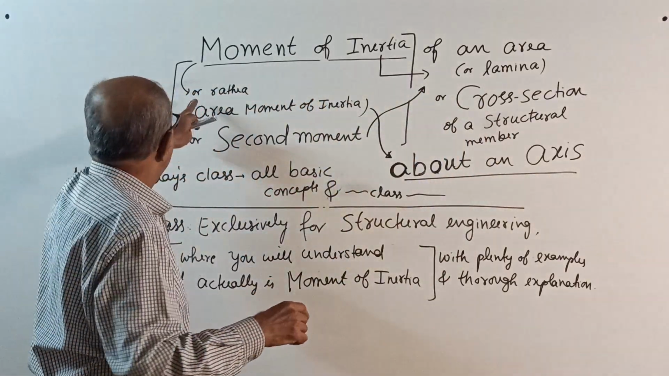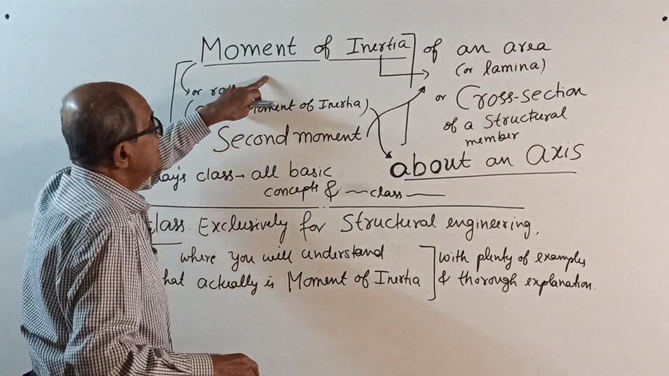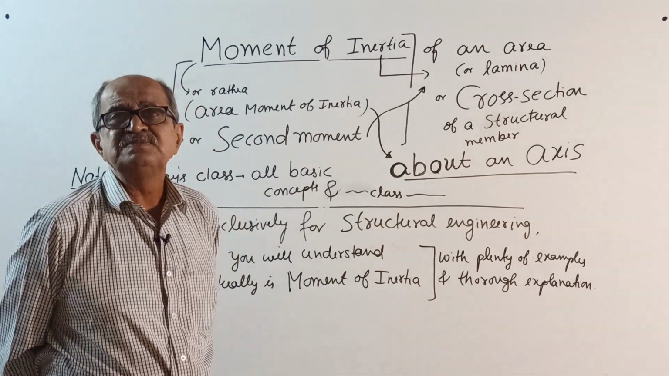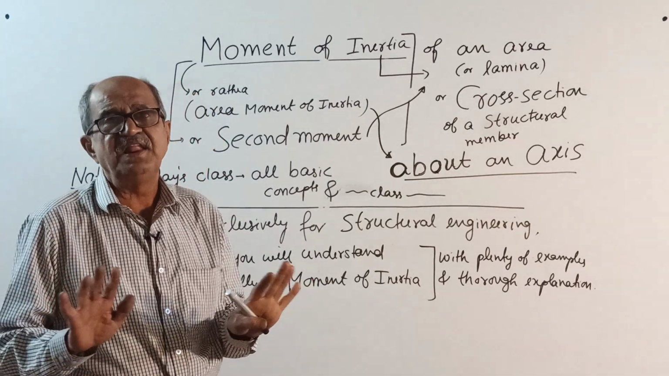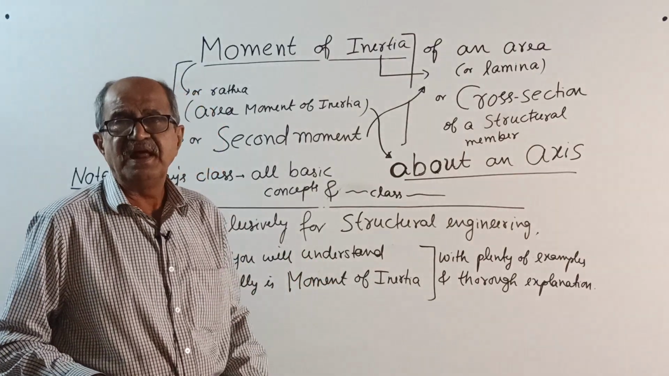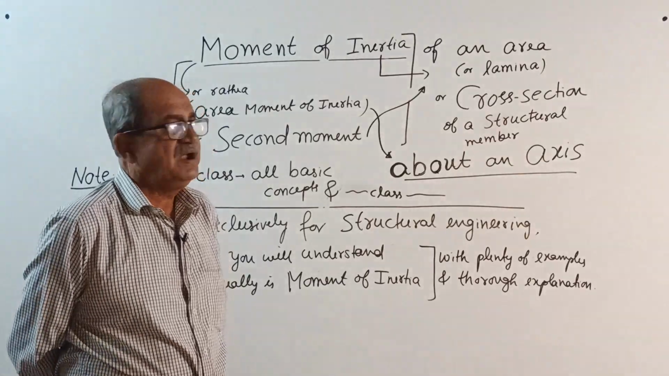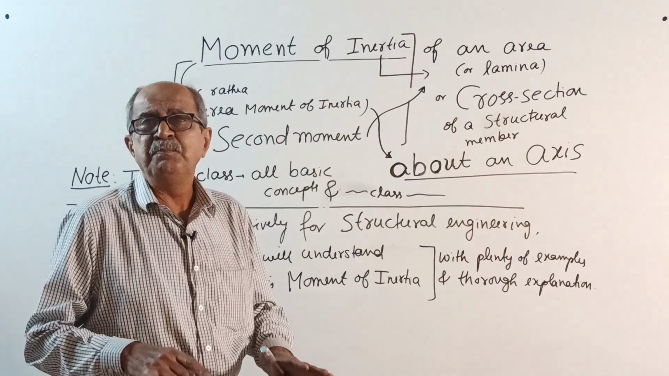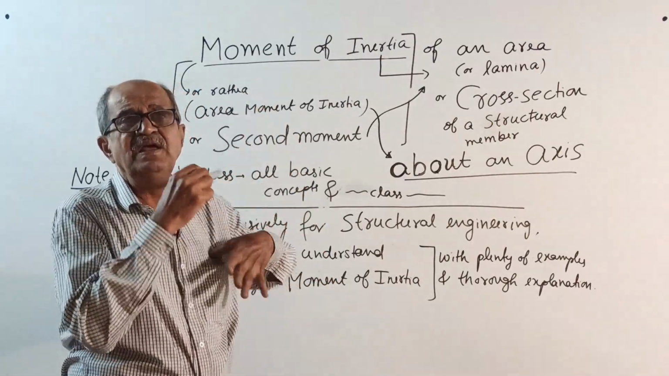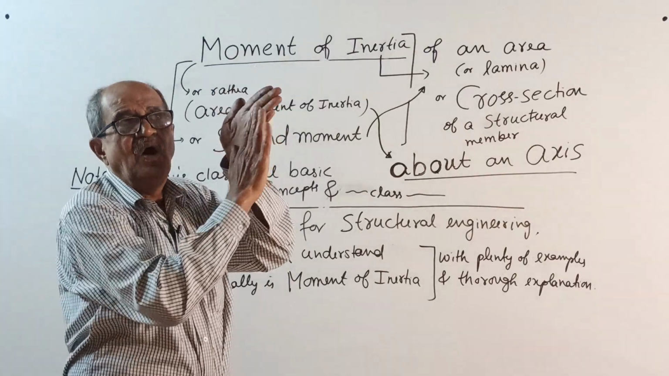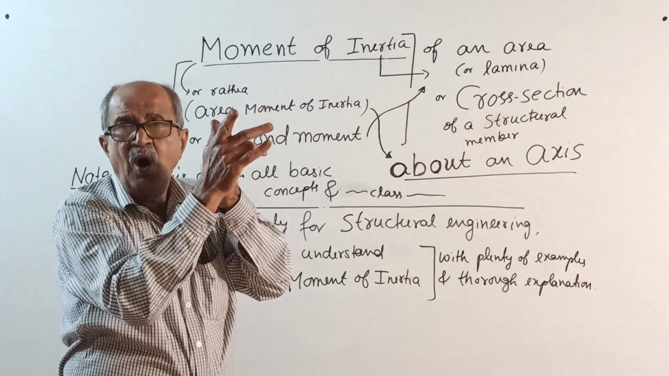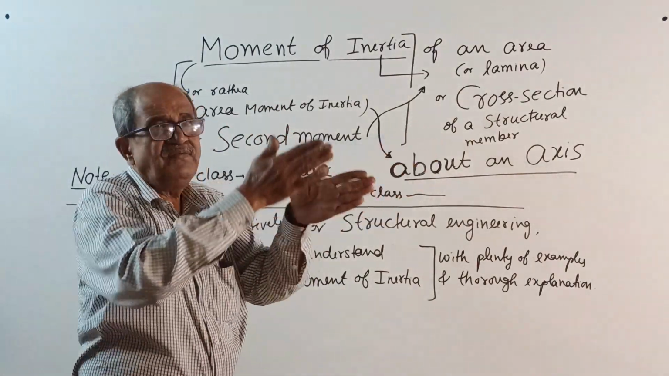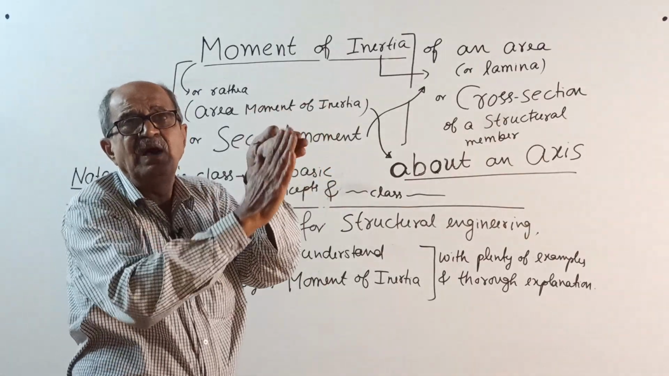Sometimes, see, there are two moments of inertia. There is another term called mass moment of inertia, which we don't consider in our class. In structural engineering right now, you don't require it. If requirement is there, I will consider later. So our complete coverage is only for lamina or plain area, or you can say cross section. See, cross section means again area only.